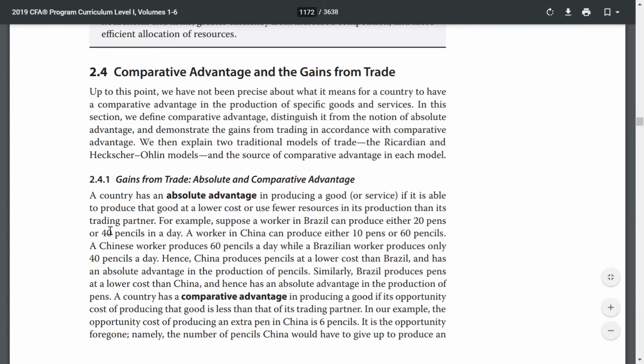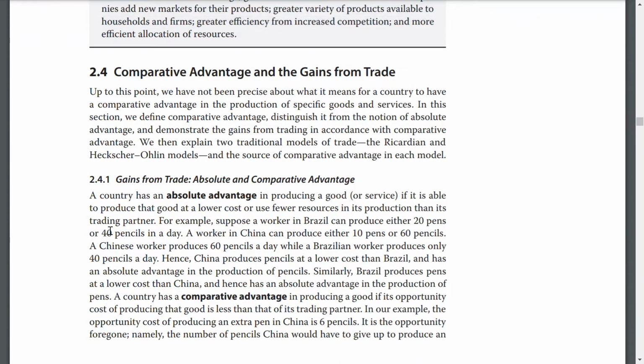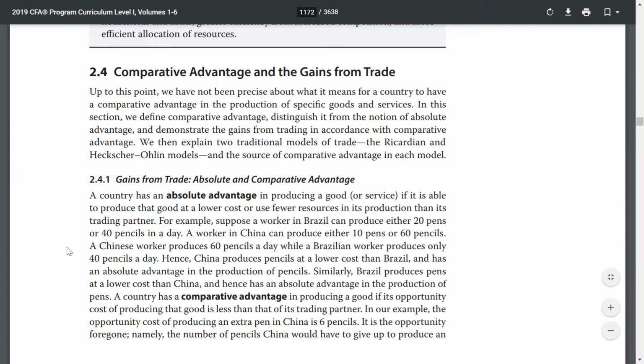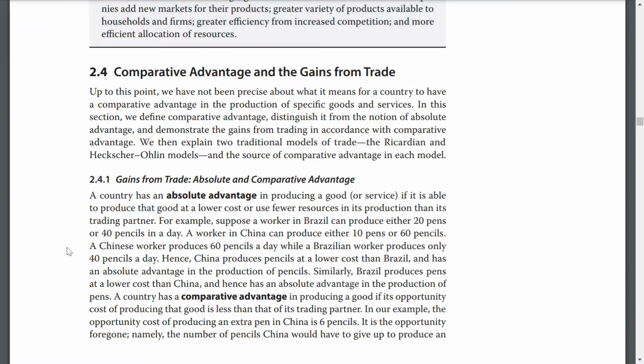Comparative advantage and gains from trade. At this point, we have not been precise about what it means that a country has a comparative advantage in the production of specific goods and services. In this section, we define comparative advantage, distinguish between the notion of absolute advantage and comparative advantage, and demonstrate the gains from trade in accordance with comparative advantage. We then explain the two traditional models of trade, the Ricardian and the Heckscher-Ohlin models, and the source of comparative advantage in each model.